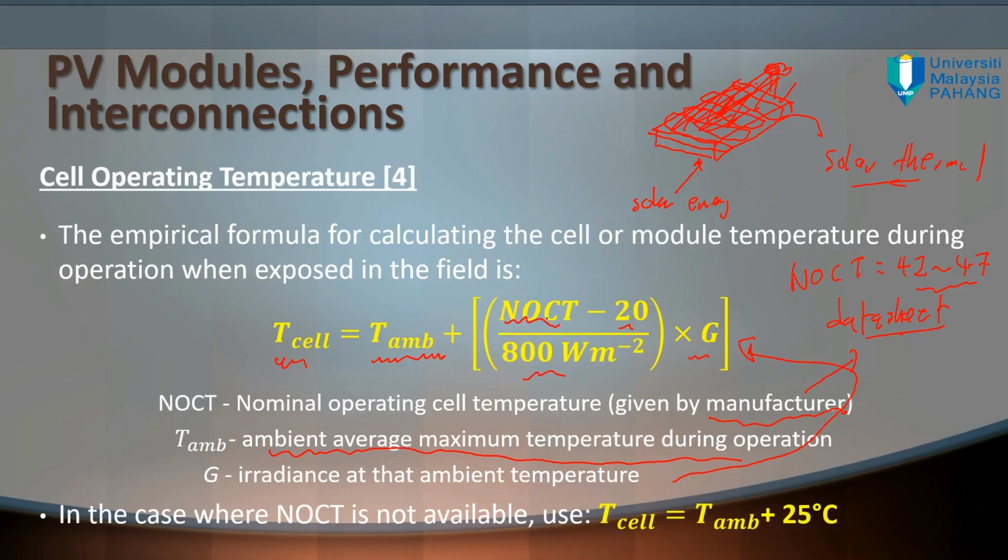Okay, in the case where NOCT is not available, use T cell equals T ambient plus 35 degrees C. When you see there is no NOCT in the data sheet, you can simply take T ambient plus 35 degrees C. Same goes when, for example, I forgot to give the irradiance in the question. You can also assume this kind of thing. You can also assume T cell equals T ambient plus 35 degrees C.